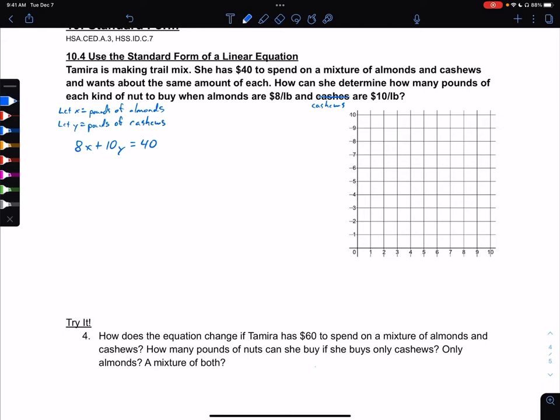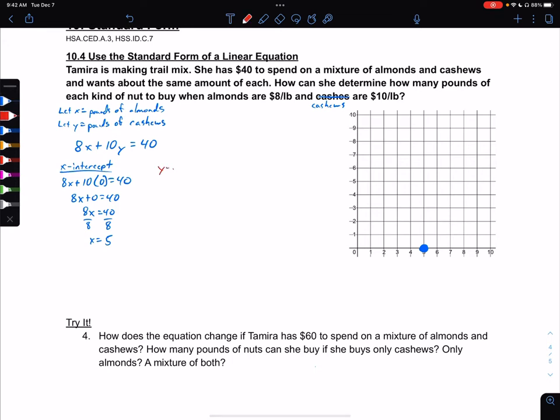So I'm going to find my X-intercept first. And to do that, I would make Y equal to 0. So 8x plus 0 equals 40. 8x equals 40. Divide by 8, and x would be equal to 5. So my X-intercept is going to be 5.